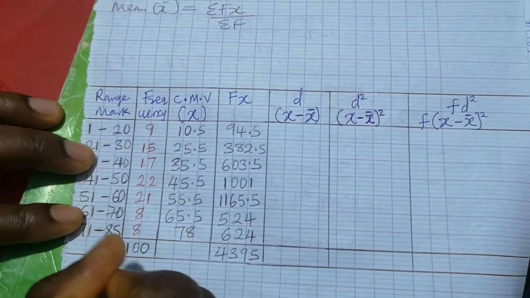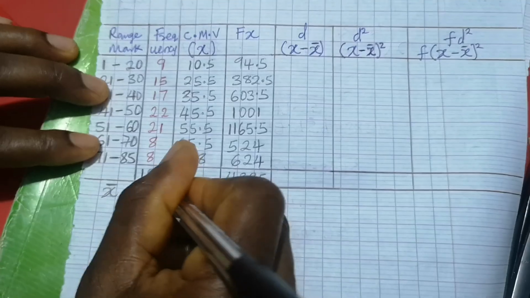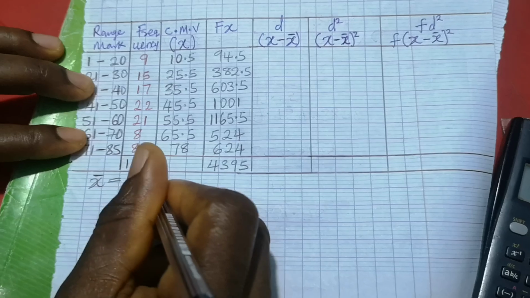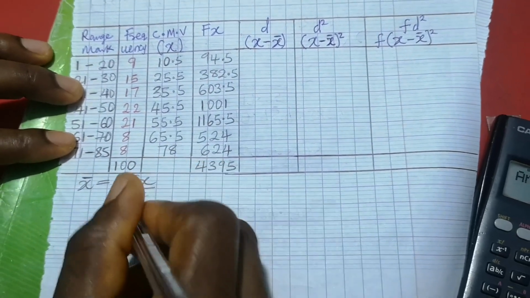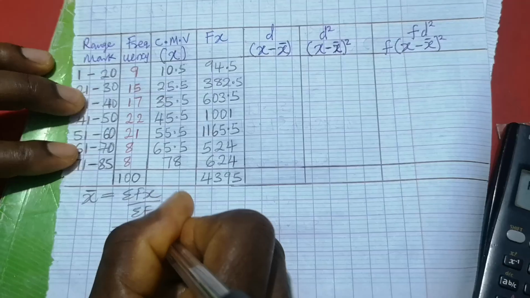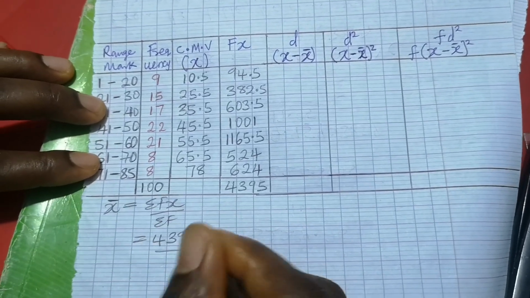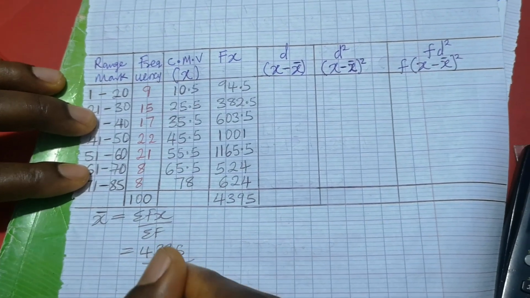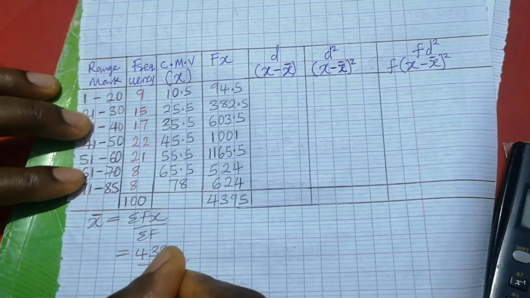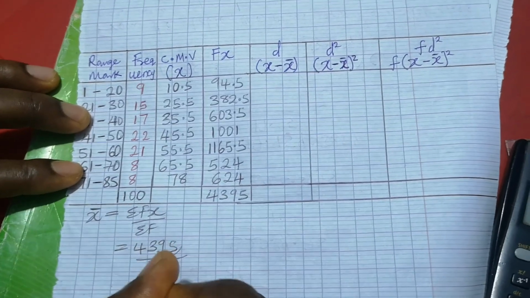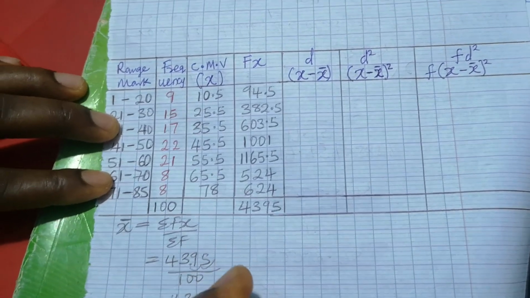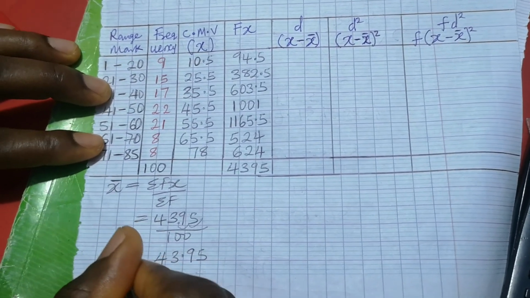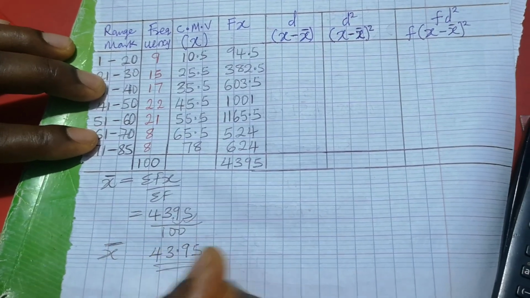I will now once again put my formula, which is sigma fx all over sigma f. Sigma fx is 4395. Sigma f is 100. If I divide this by 100, it will now be 43.95. Okay, so this is our mean. This is our mean mark.